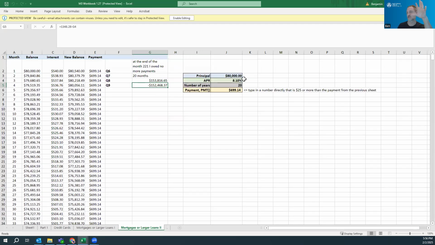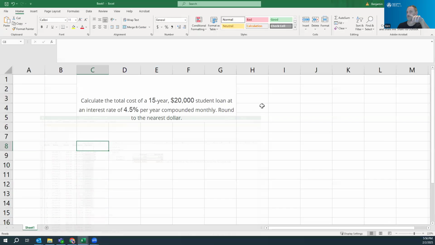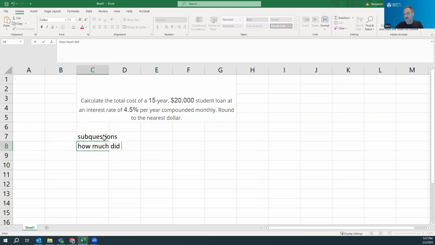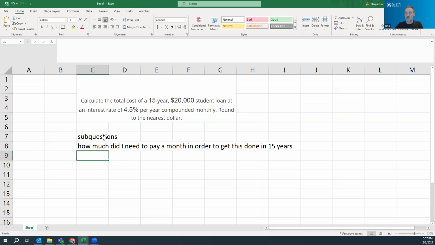And so to figure out the total cost of the loan, you need to figure out how much you paid. But the shortcut here is that if we know how much we paid every month and we paid the same amount every month, then we can just multiply that by how many payments we made, and that should be the cost of the loan. So that's my approach. These are sub questions. How much did I need to pay a month in order to get this done in 15 years? And then how much did I pay total?